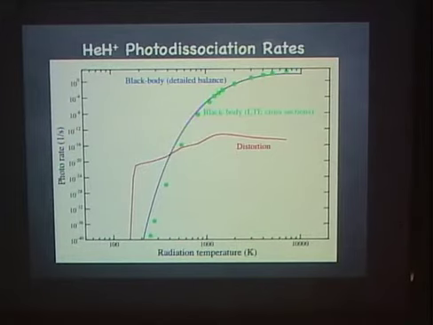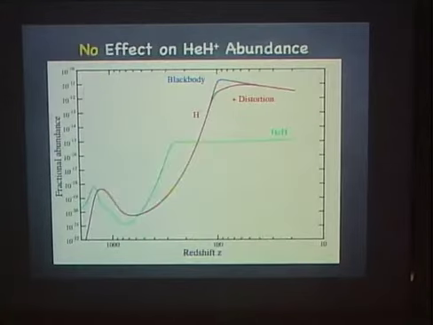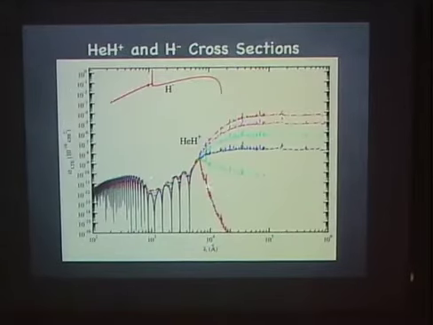And then again, put that into our early universe chemistry model and see what the effect is. And, well, it turns out to have no effect whatsoever, and I can show you why in a minute. So I plot here in green the HeH+ fractional abundance. And so distortion photons don't add any to the dissociation of HeH+. And here's the reason.